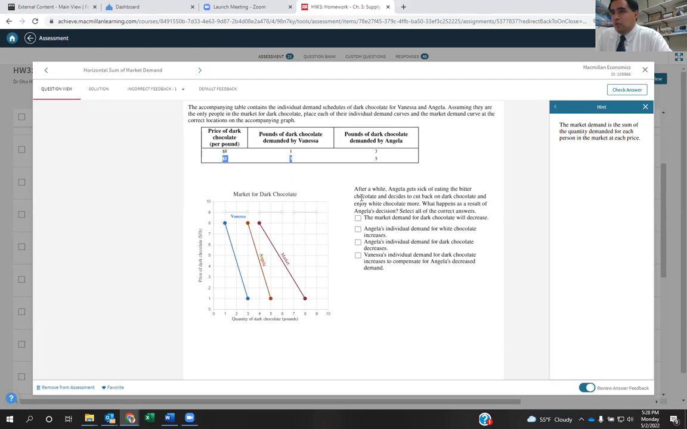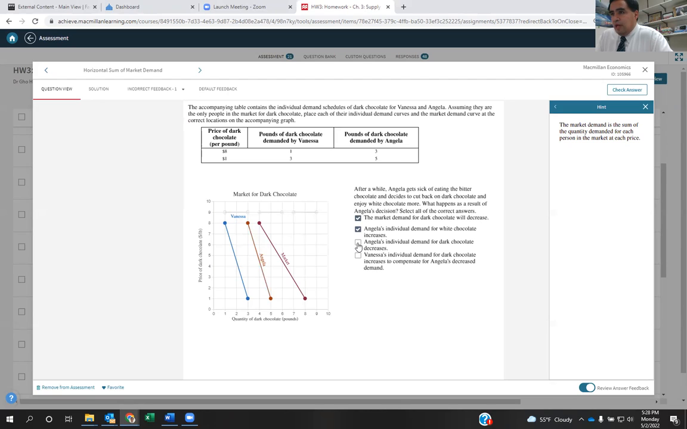Let's look at these questions. After a while, Angela gets sick of eating the bitter chocolate and decides to cut back on dark chocolate and enjoy some white chocolate more. What happens as a result of Angela's decision? The market for dark chocolate will decrease. Yes, it will decrease to the degree that Angela no longer eats dark chocolate. Angela's individual demand for white chocolate increases. Yes, she has a change in taste and preferences.